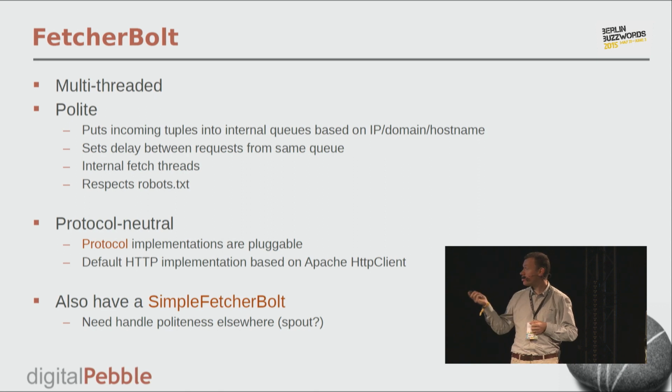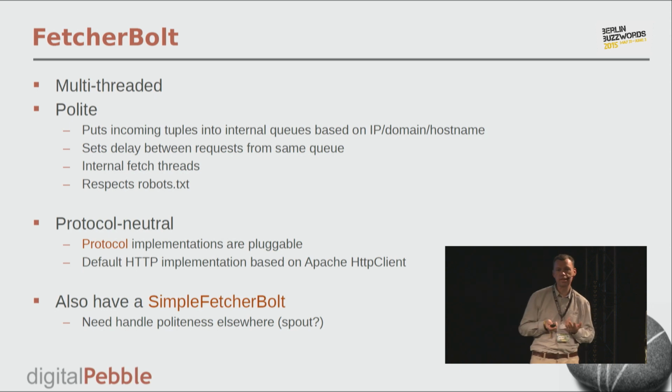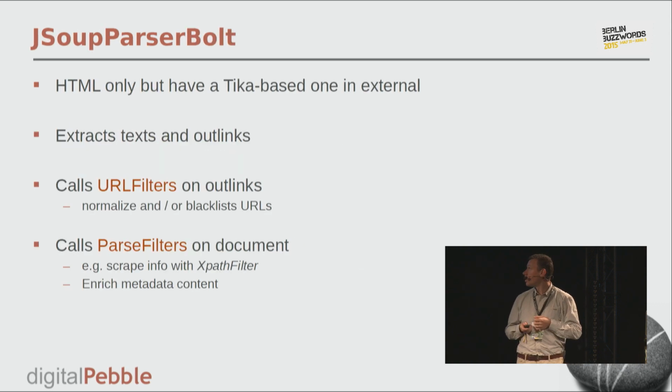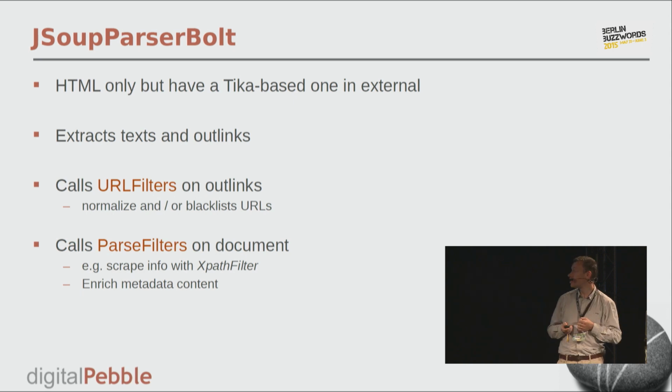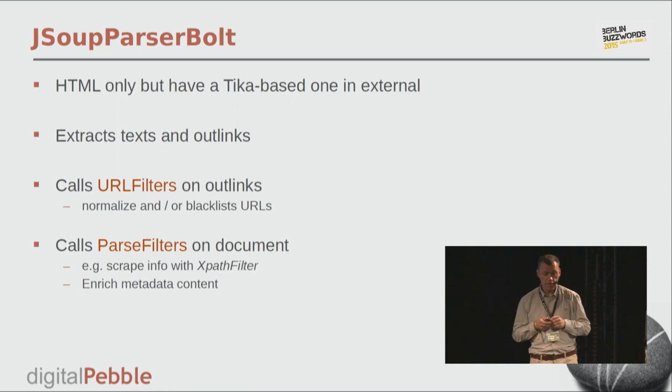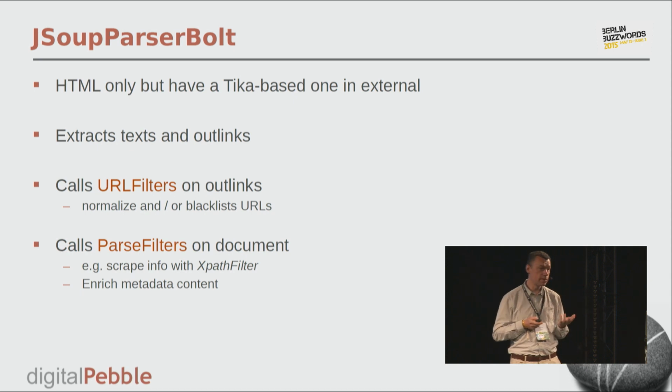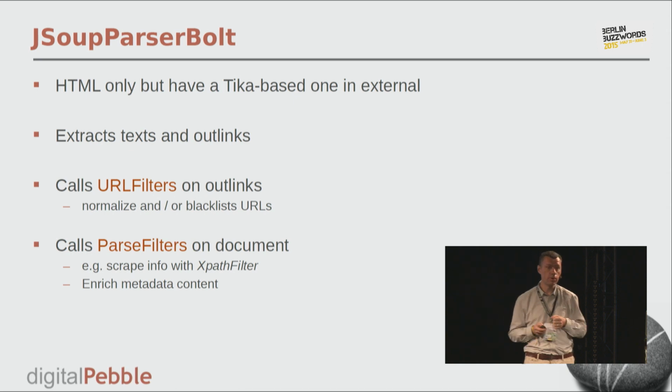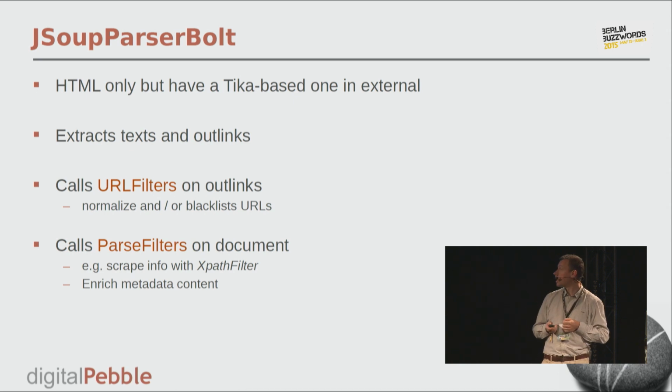The protocols are protocol neutral, in the sense that the protocols are a separate component. It's not part of the fetcher itself, so you can reuse the default one based on the Apache HTTP client, but you could also write a custom one if you needed to. The second most important component is the one that does the parsing of the pages. This one is based on JSOUP, so it handles only HTML. But if you need other formats, remember I mentioned earlier there is one based on Tika, which is in the external part of the code.